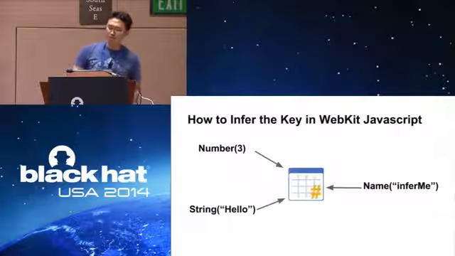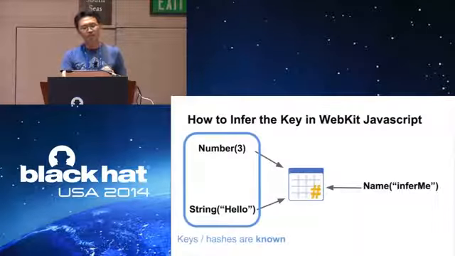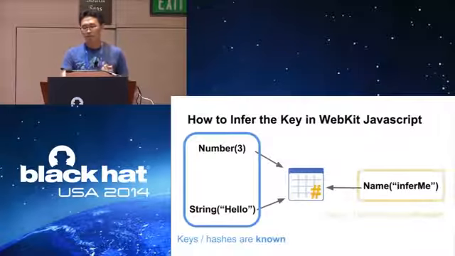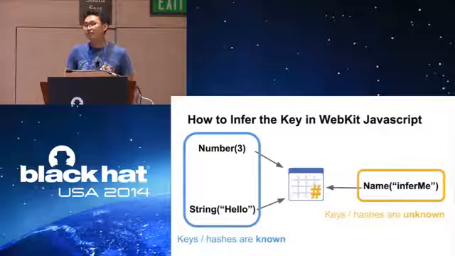So the problem becomes something like this. You have one single hash table object, and you are going to dump a lot of objects into it, like number objects, string objects or Name objects. But the catch here is that for the number object or string object, you know the keys and hashes. But for the Name object, you don't know the keys, and you don't know the hash either, and you cannot really read the key. So the whole question becomes: how do we actually read the key and hashes for this Name object?